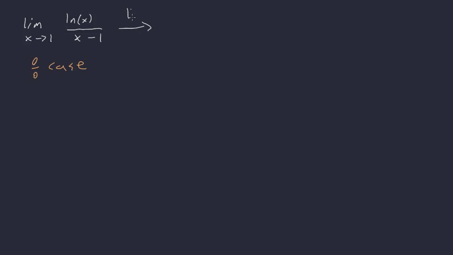Okay. So with L'Hopital's Rule, we take the derivative of the top. Now, keep in mind, with L'Hopital's Rule, we are not doing the quotient rule. We're not taking the derivative of the entire thing. We take the derivative of the top, which in this case will be 1 over x, and it's over the derivative of the bottom, which is 1. Okay, so this is the limit as x goes to 1 of 1 over x, which is 1. Okay, and there we go.